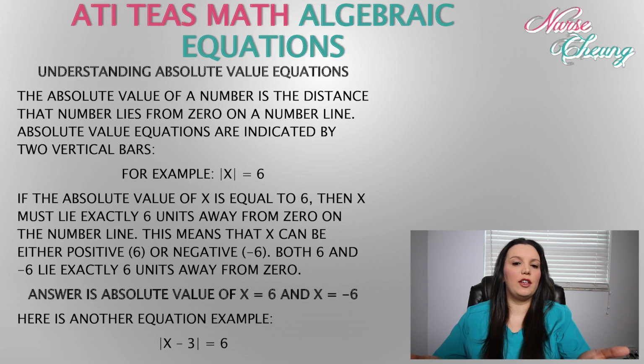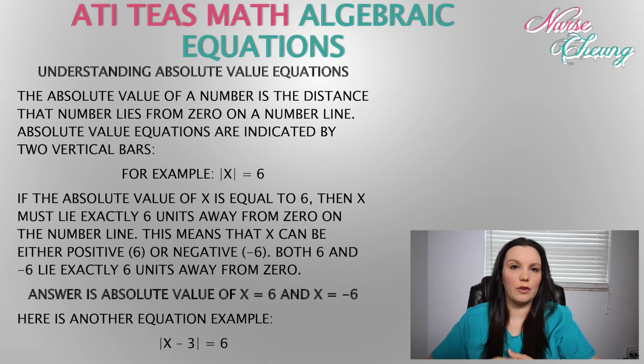If the absolute value of x is equal to 6, then x must lie equally 6 units away from 0 on the number line. This means that x can either be positive 6 or negative 6. So the answer is both 6 and negative 6, because they both lie exactly 6 units away from 0.